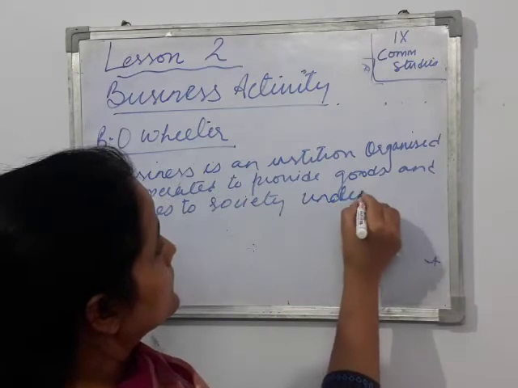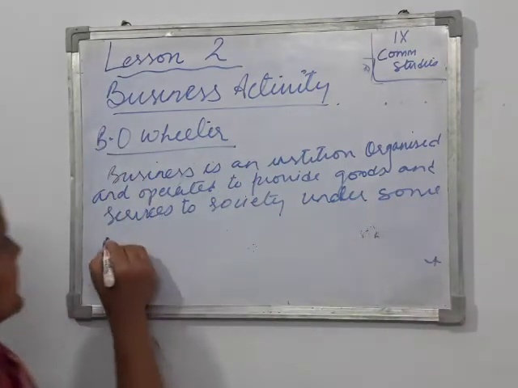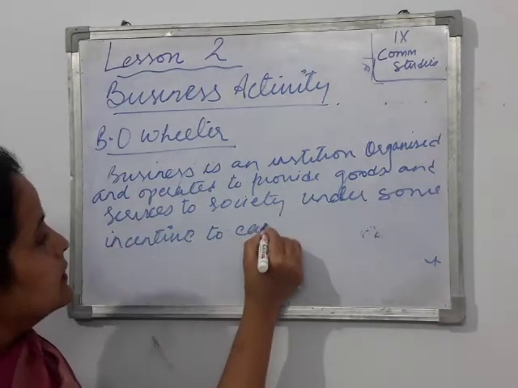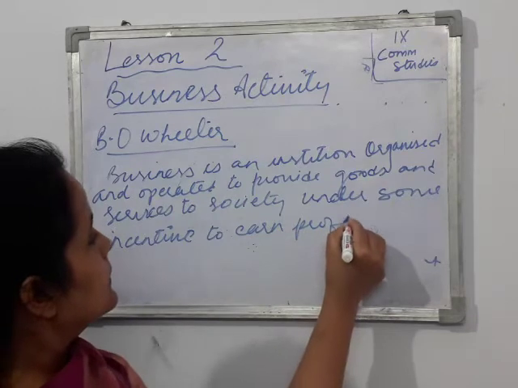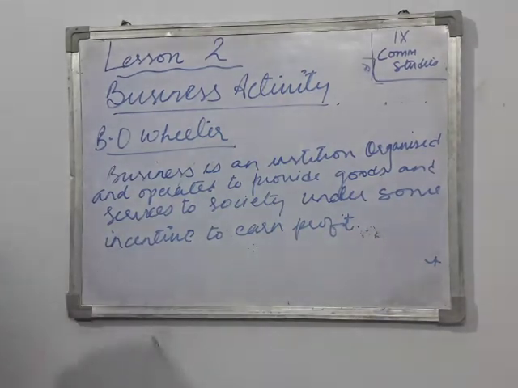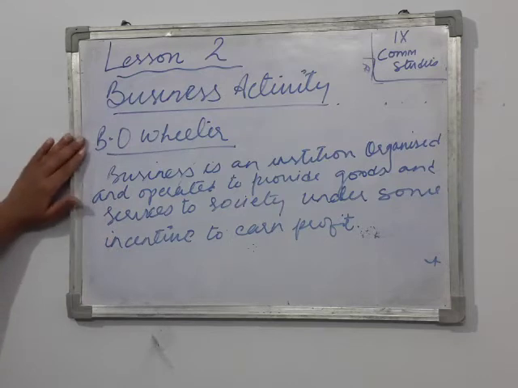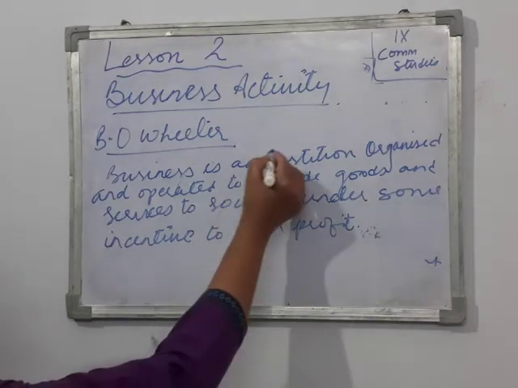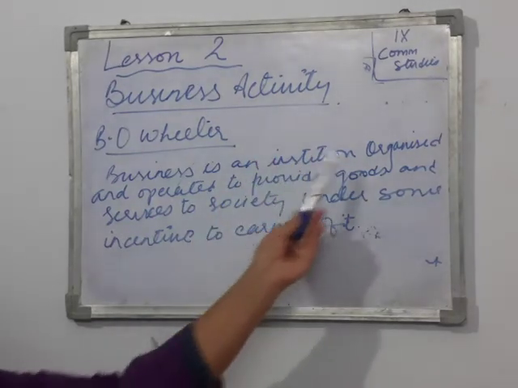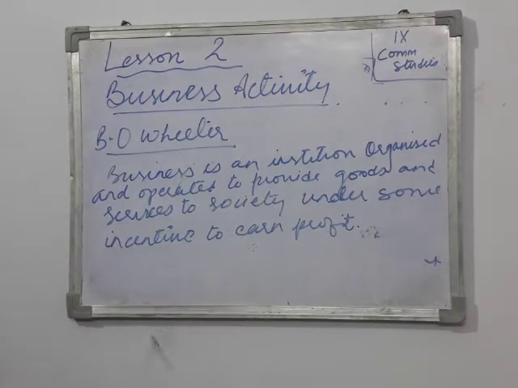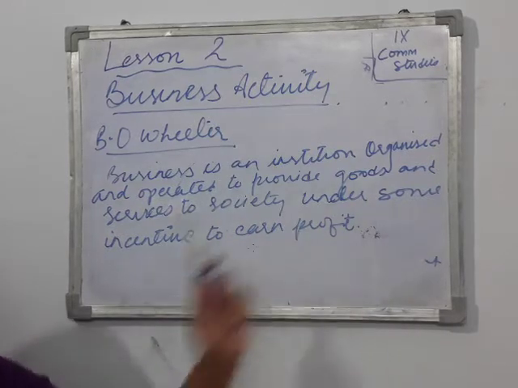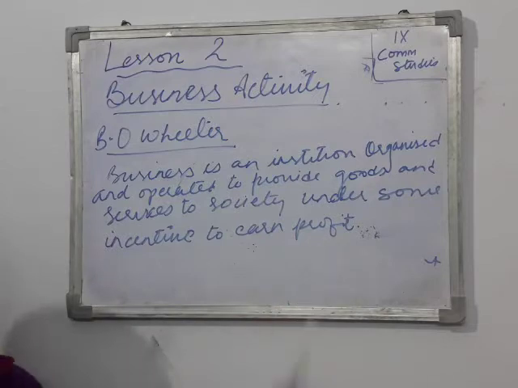Under some incentive to earn profit. Now this is the definition given by B.O. Wheeler. B.O. Wheeler कहते हैं that business is an institution organized and operated to provide goods and services. ये एक तरह का organization है, institution है जो लोगों को provide करता है goods and services. और वो क्यों provide कर रहा है? Because in order to earn some profit.